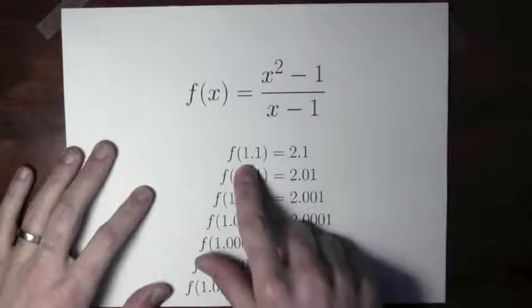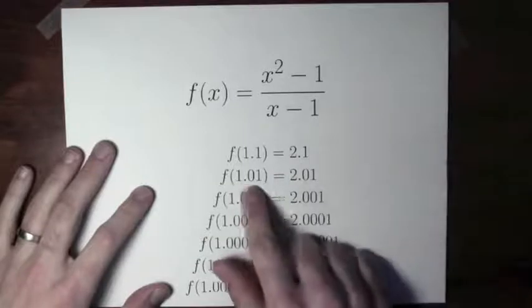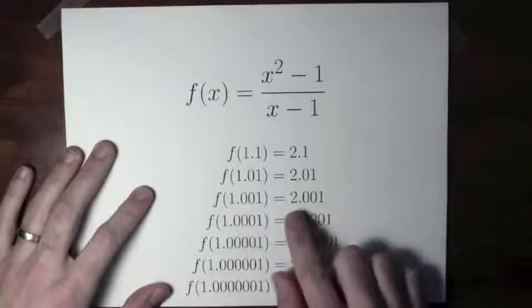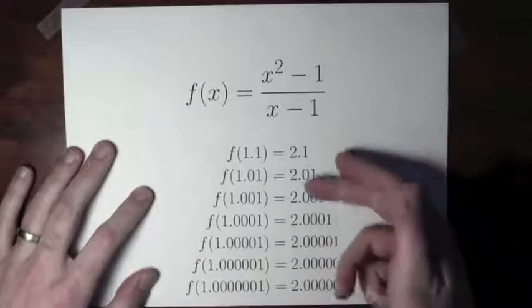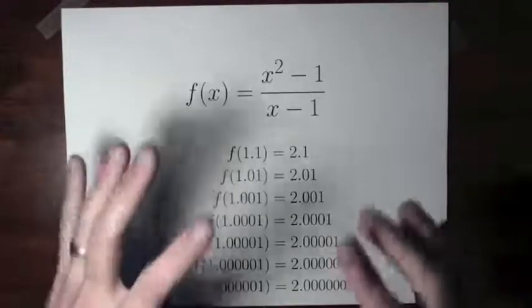Right? And we saw that 1.1, if I plug in that, I get 2.1. And if I plug in 1.01, I get 2.01. If I plug in 1.001, I get 2.001, right? And so on. If I plug in 1.0000001, I get out 2.0000001. Right? Well, what's going on here?